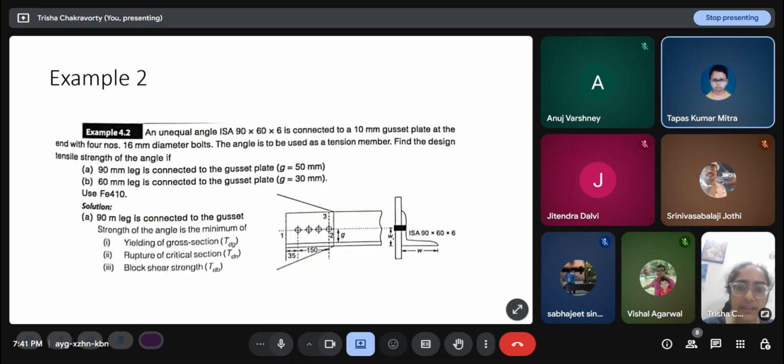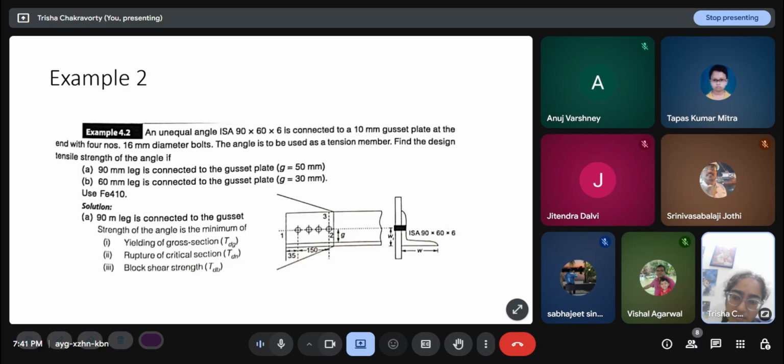Okay, so this is an angle section example. An unequal angle ISA 90 by 60 by 6 is connected to a 10 mm gusset plate at the end with four numbers of 16 mm diameter bolts. The angle is to be used as a tension member. Find the design tensile strength of the angle if, it matters which leg is connected.